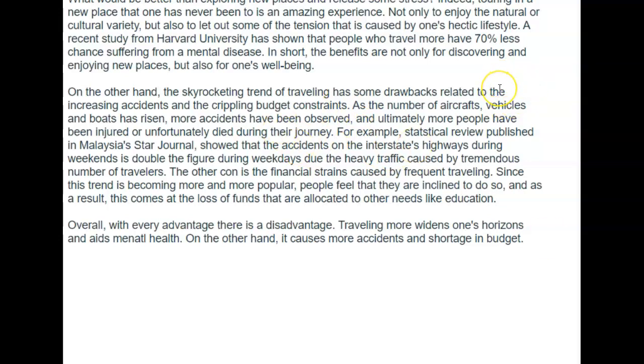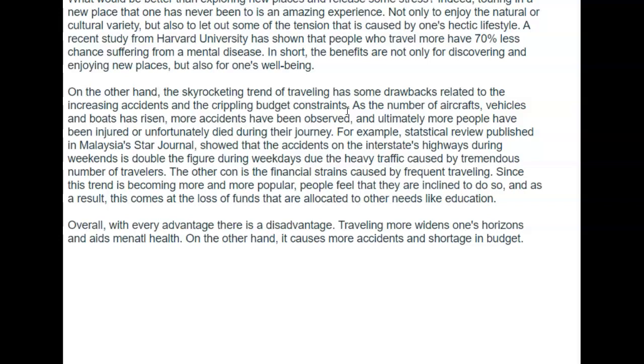I would have gotten rid of these "the"s here. When you use "the" in front of a plural, it's as if we know which crippling budget constraints and increasing accidents you're talking about, but we don't, because this is the first time you've mentioned either of them. So, related to increasing accidents and crippling budget constraints: as the number of aircraft, vehicles, and boats has risen, more accidents have been observed, and ultimately more people have been injured or unfortunately died during their journey.